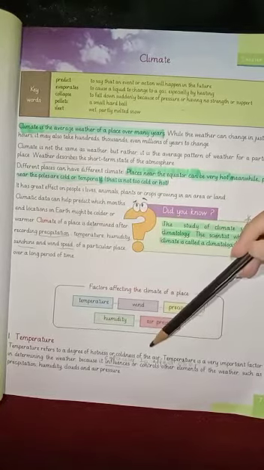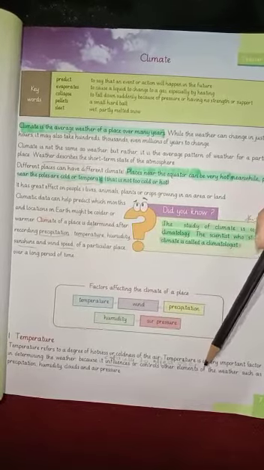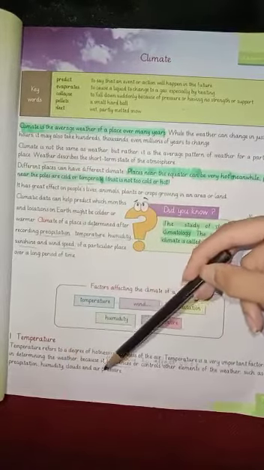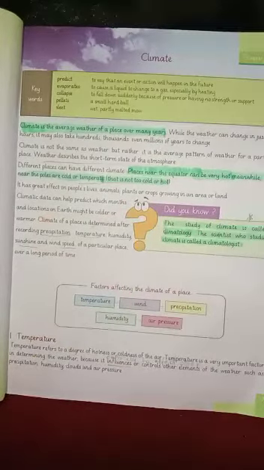If you find out the weather of any place, then you must know about the temperature of that place. Later on, temperature also affects the precipitation, humidity, clouds and air pressure. We will discuss these terms in our next page.